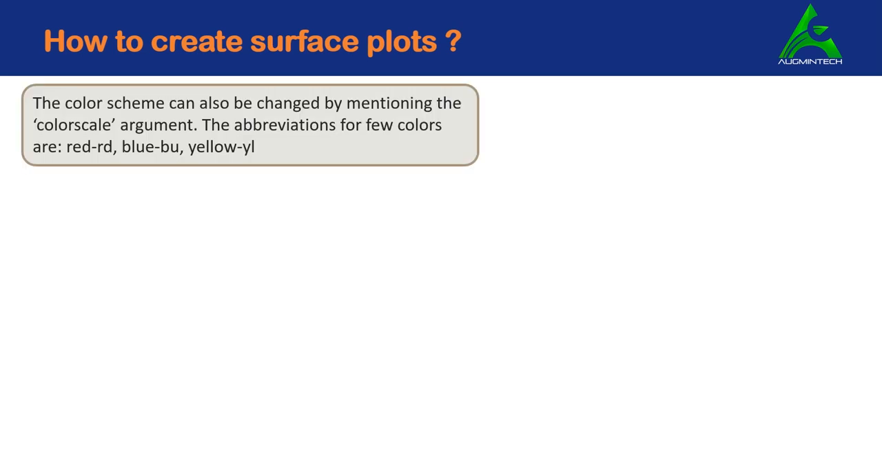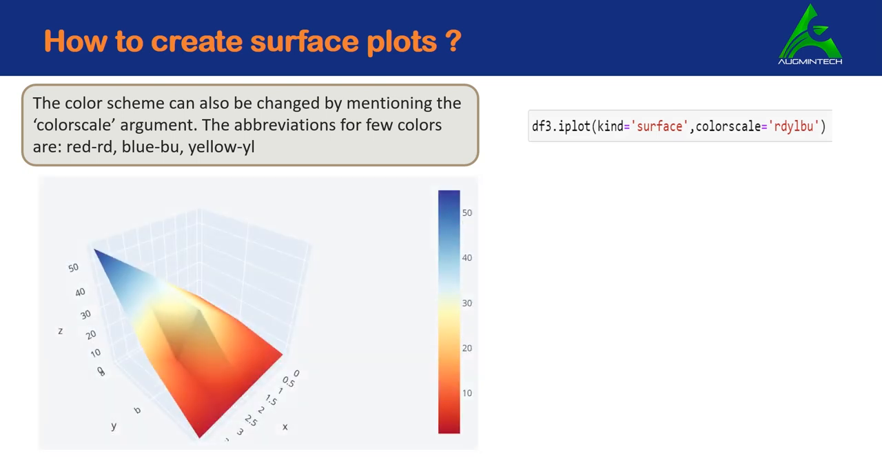Then we have the color schema that can also be changed by mentioning the color scale argument. The abbreviations of a few colors are, for red it is RD, for blue it is BU, and for yellow it is YL. Then we can simply say data frame dot iplot, specify the kind to be surface, and color scale to be a sequence of values. Let's say RD is for red, YL is for yellow, and BU is for blue. And there we go. This is how the surface plot with color schema red, yellow, and blue looks like.